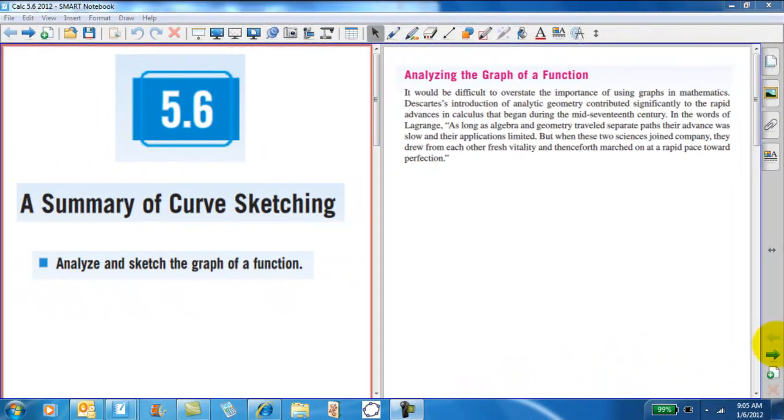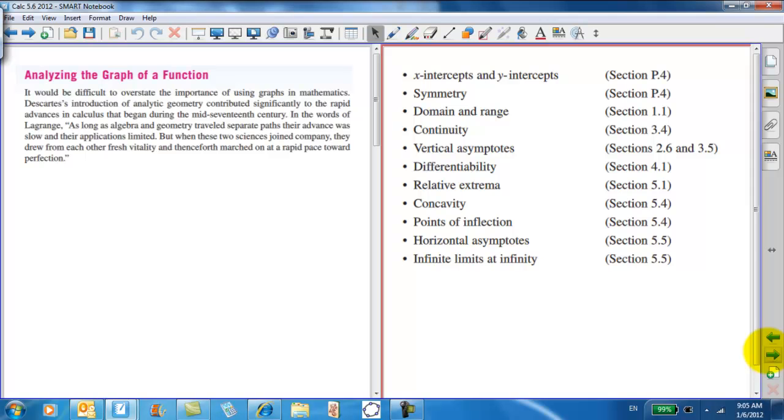Luck, students. Here in 5.6, we put it all together with a summary of curve sketching. Our main goal here is to analyze and sketch the graph of a function using everything we've looked at so far. So, here's just some of the review of some of the things we've looked at over the year.